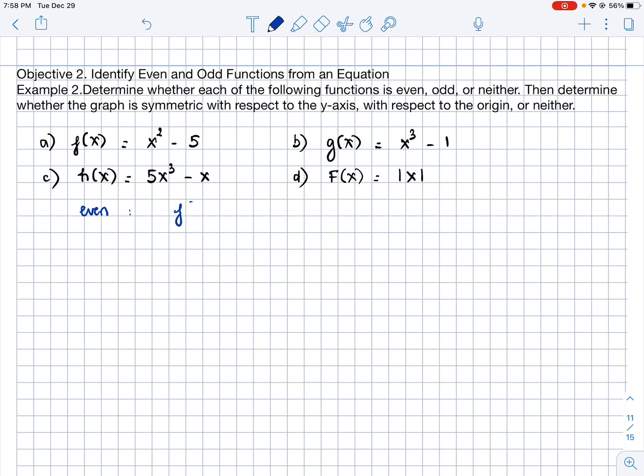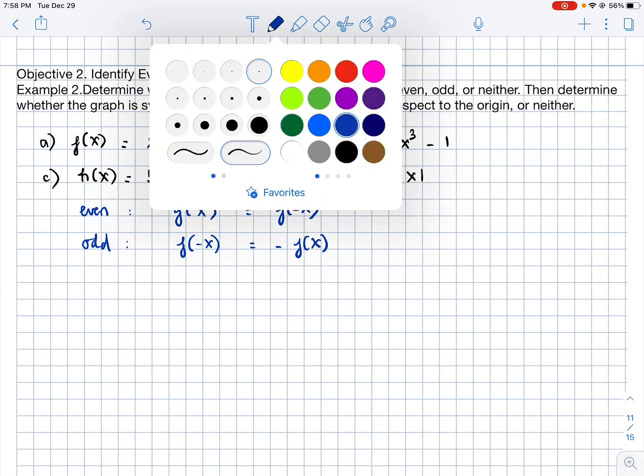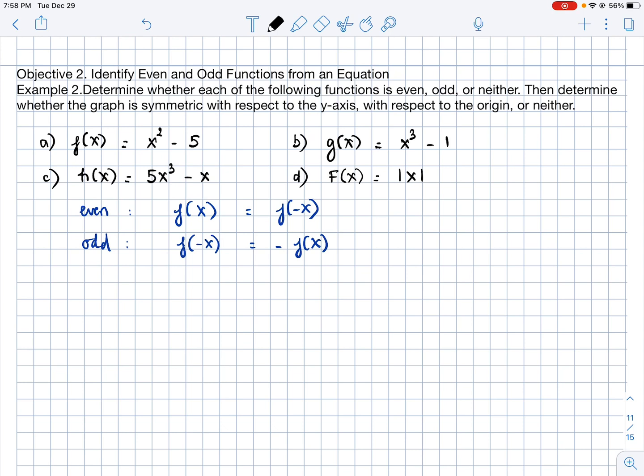Let's recall the definition of the even and odd. We will apply the definition in this problem. If the function f is even, we input x and we input negative x, we will get the same output. And what if the function is odd? We input negative x and we input x into f. It has to show they are opposite. That means one is the negative of the other.